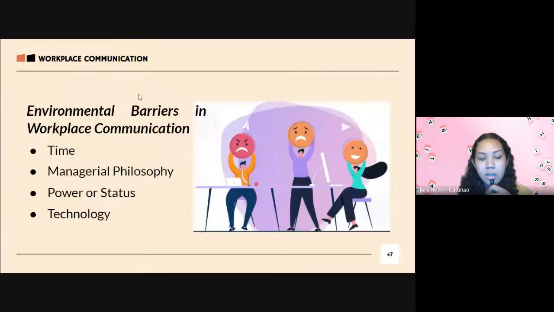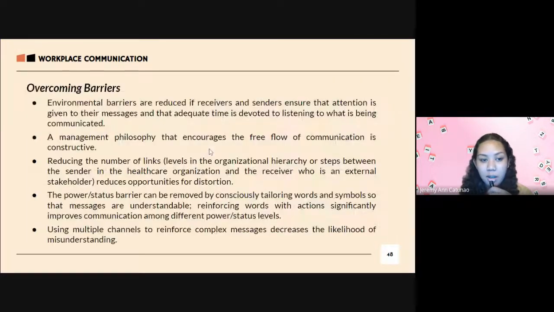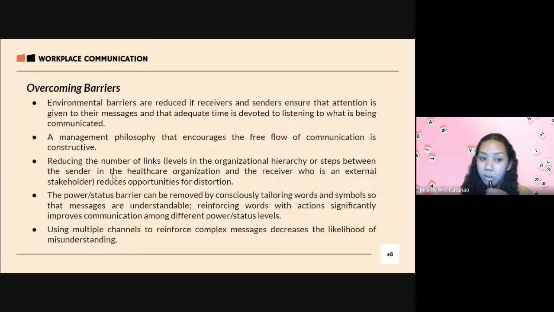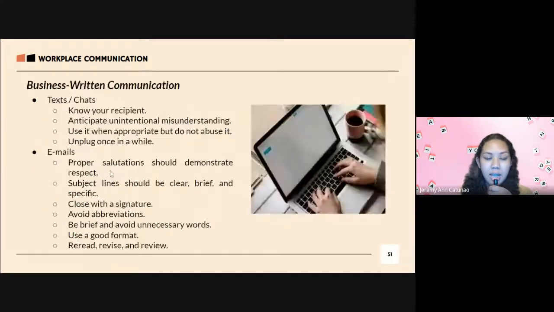So next we have environmental barriers in terms of workplace communication. So we have time, managerial philosophy, power or status, and technology. So for the next meeting, we're going to discuss those as well as how to overcome those barriers. And then usually the written communications that we conduct in businesses.